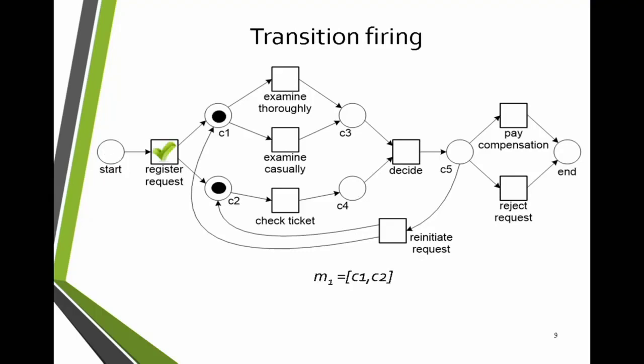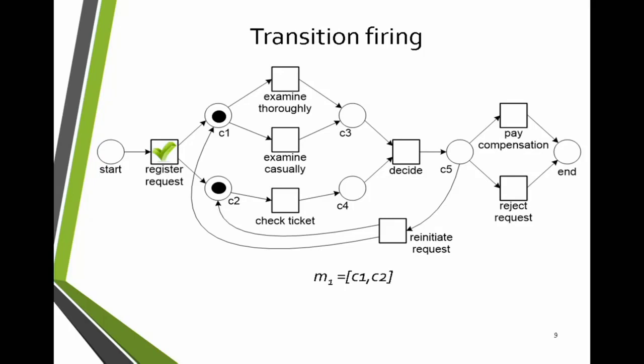This is called the second marking, which I now denote as marking 1. And the marking notation just indicates which places contain a token. So in this case, my marking is denoted as C1, C2. Note that my previous marking was just denoted as start, right? So this is the marking. Marking 1 is denoted as C1, C2, meaning C1 and C2 contain a token.